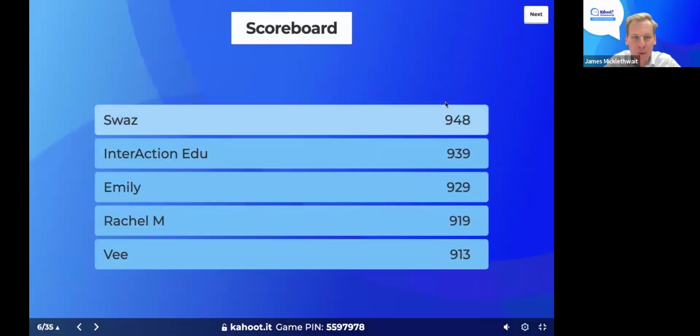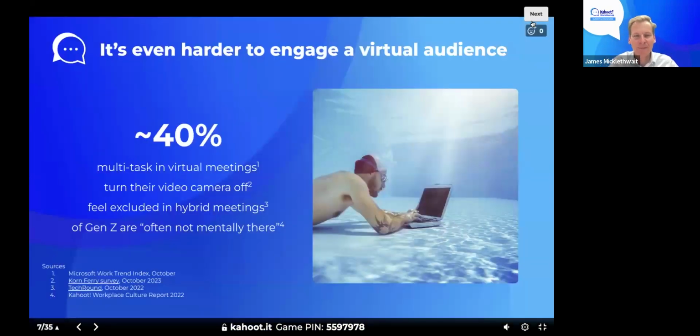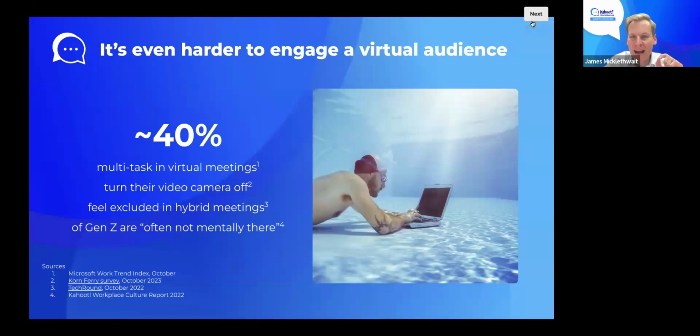All right, let's check the leaderboard. Swaz was quickest on 10, so well done to Swaz, and let's keep moving. So let's say 10 minutes, maybe less for the average presentation, but we all know for a virtual audience, the stakes are even higher. Now, there are many sources here. You can read all of the sources below, but the magic number I want to leave you with here is 40%, 4 out of 10.